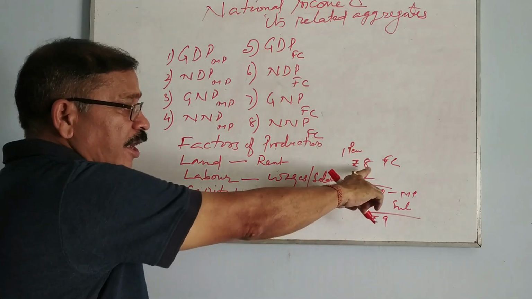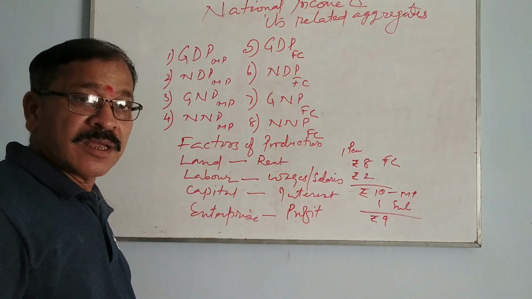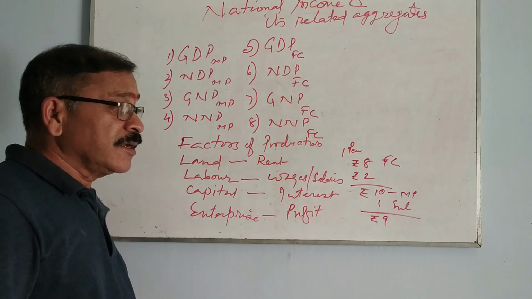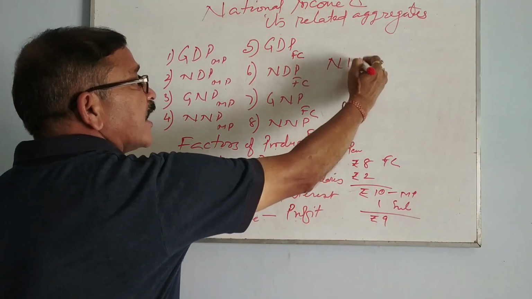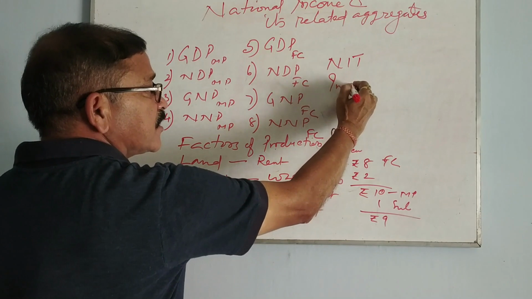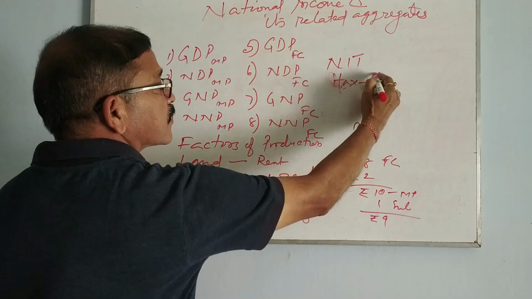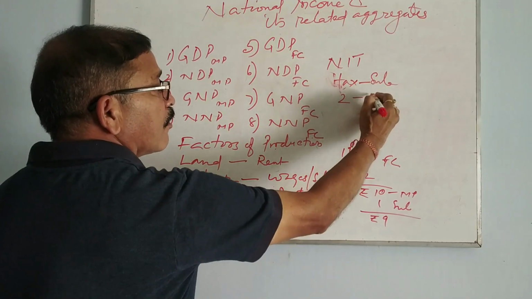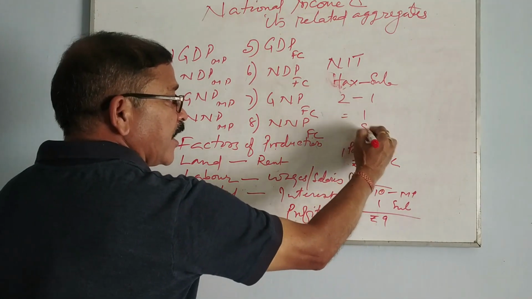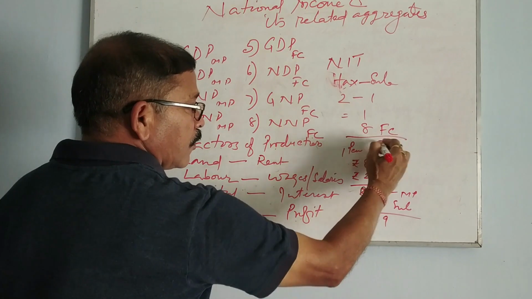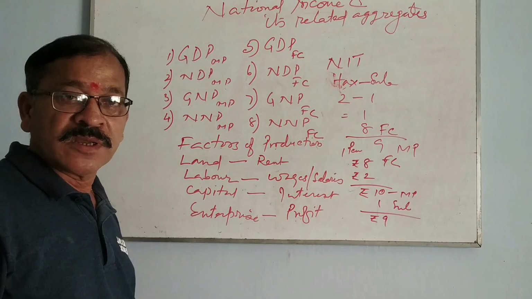Now 8 rupees is my factor cost, 10 rupees is my market price, and if subsidy is given, that is 9 rupees. So this is also called net indirect taxes. Net indirect taxes means tax minus subsidy. 2 rupees is the tax, 1 rupee subsidy, so 1. This is NIT, which is 1. And 8 rupees is FC. So now 9 becomes the market price. So 9 rupees is the market price of the pen.